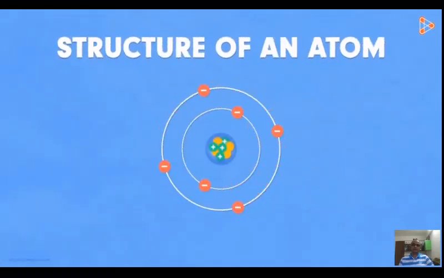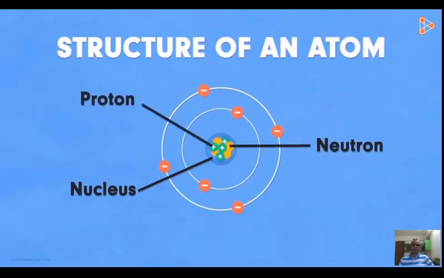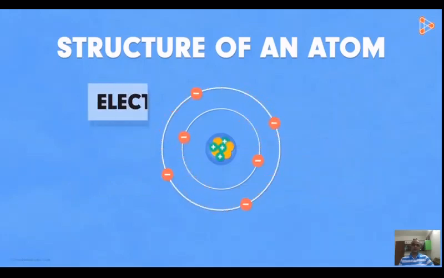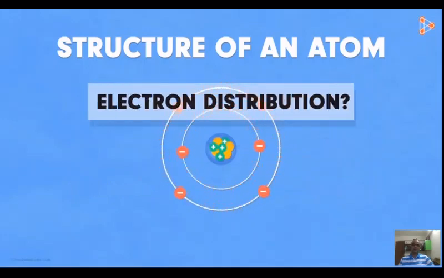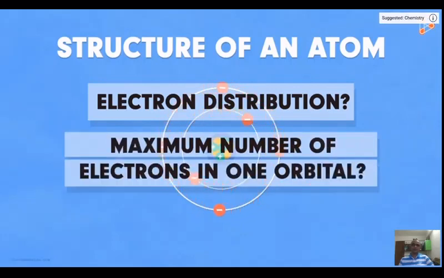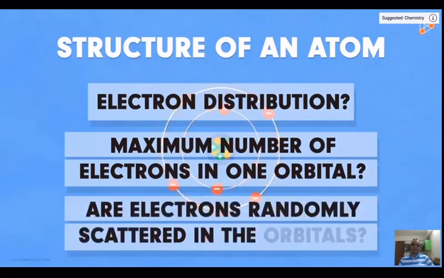In the center lies the nucleus, having positively charged protons and neutral neutrons, while the negatively charged electrons revolve in fixed orbitals around the nucleus. But how exactly are the electrons distributed in the respective orbitals? Is there a way to find out the maximum number of electrons that one orbital can contain? Or is it that the electrons are randomly scattered in the orbitals? Let's find out the answers to these questions in our upcoming video.